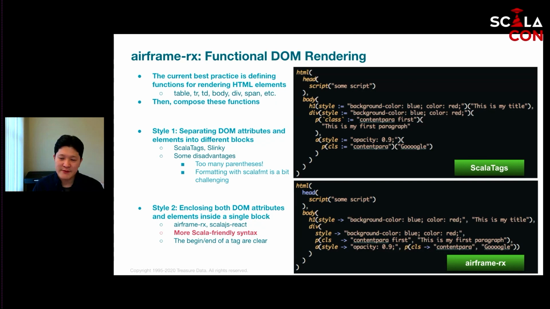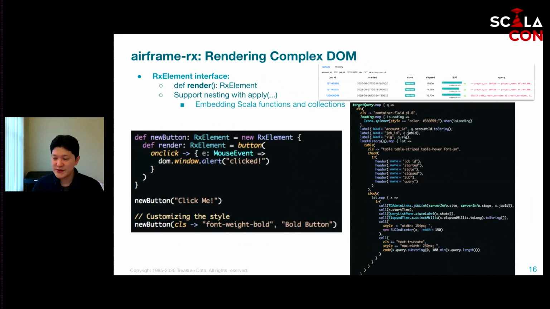So there is a little bit better approach, like style 2, enclosing both DOM attributes and elements inside a single function block. This approach is taken by Airframe RX and Scala.js React. For example, the H1 element now has both CSS style and text element inside a single parent. This approach actually makes clear the beginning and end of tags. So this is actually a much more Scala-friendly approach.